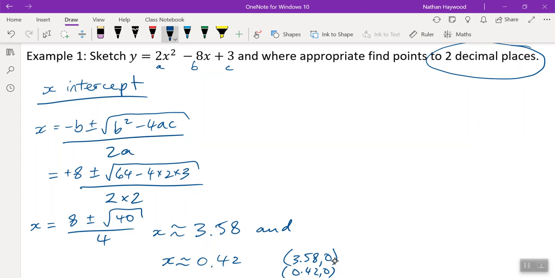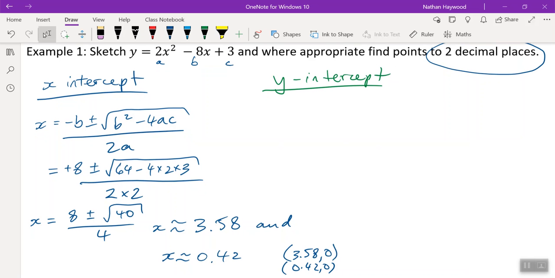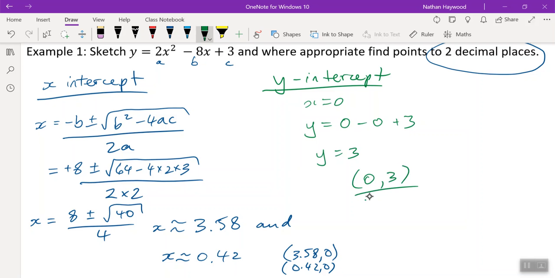Now we need to find our Y-intercept. All right, so what's equal to 0 this time? So sub in x equals 0. 0 minus 0 plus 3 is 3. So that's our Y-intercept.